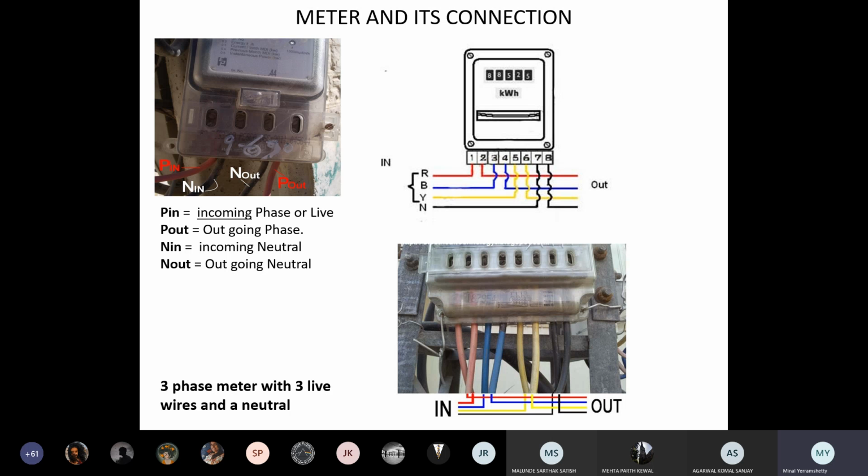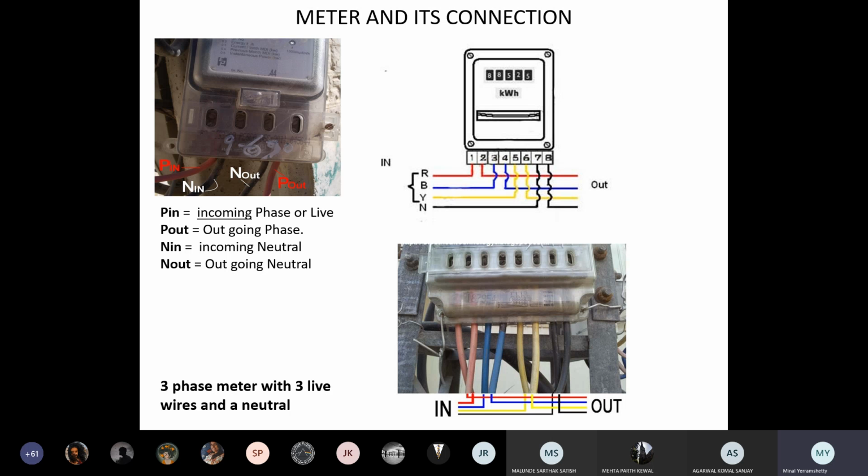If you see the next one, it is a diagrammatic form of trying to tell you. The first one is the picture, the black one on the extreme left, which is your normal picture of how the meter looks. The top one is a diagrammatic way of showing how the meter looks, and that's a three-phase line. So you see three colors and you see a black neutral. For every phase, you don't have a separate neutral. Neutral is one only.